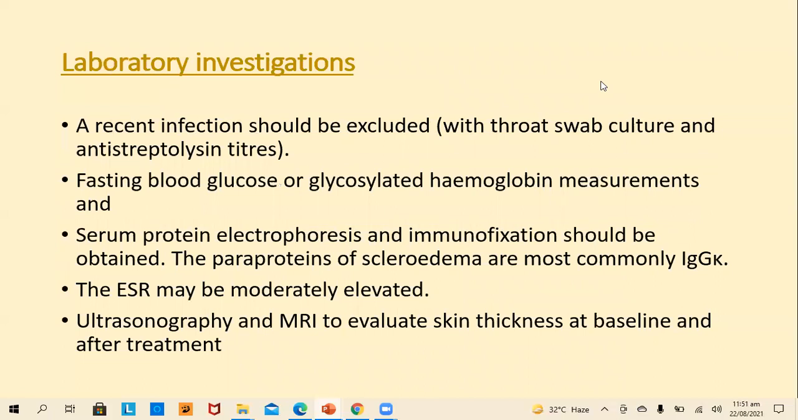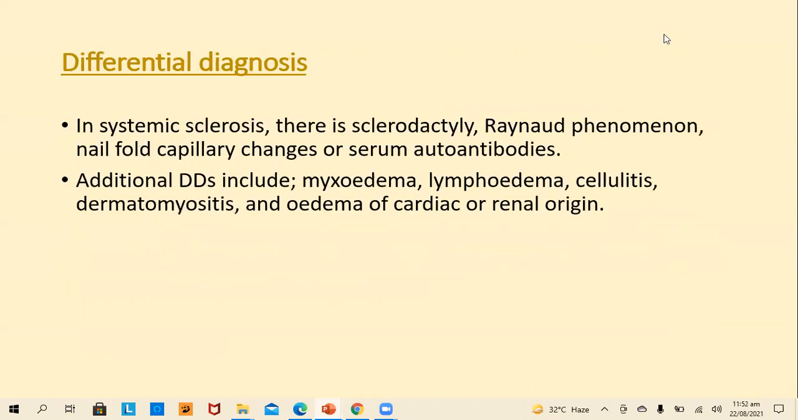Laboratory investigations. Recent infection should be excluded with throat swab, culture, and anti-streptolysin O titers. Fasting blood glucose or glycosylated hemoglobin measurement, then serum protein electrophoresis and immunofixation. Paraproteins of scleredema are mostly IgG kappa. ESR may be moderately elevated. Ultrasonography and MRI to evaluate skin thickness at baseline and after treatment.